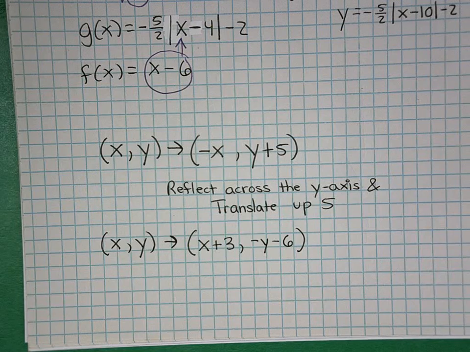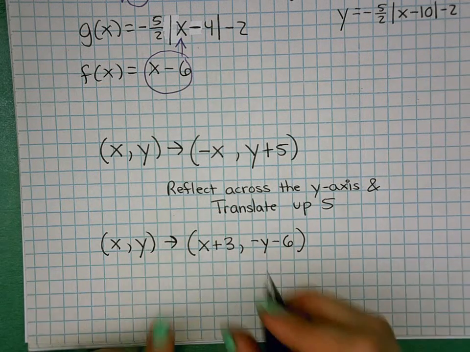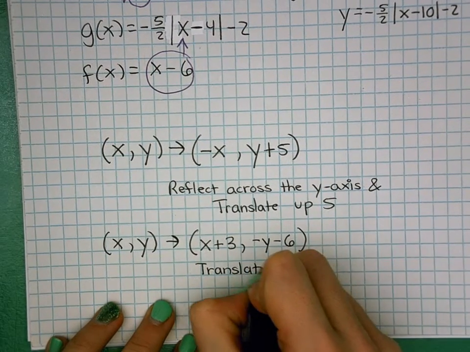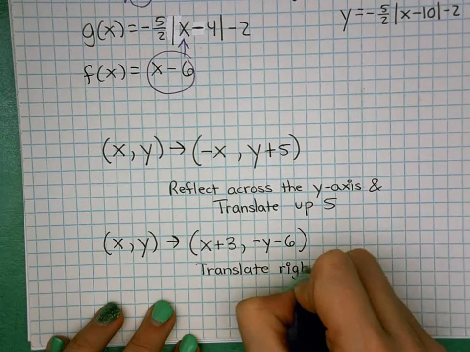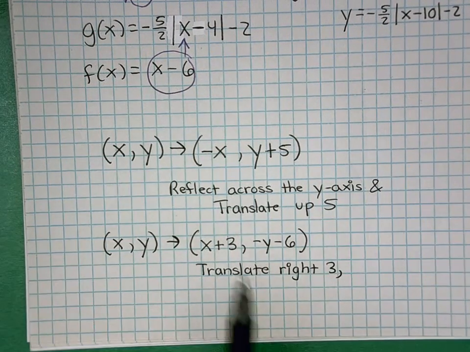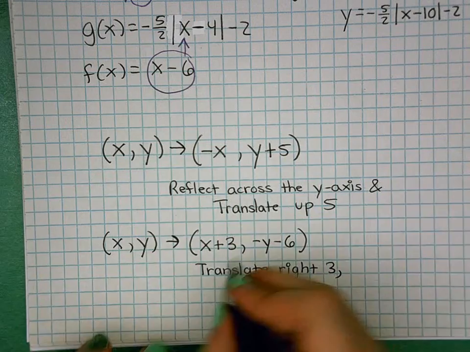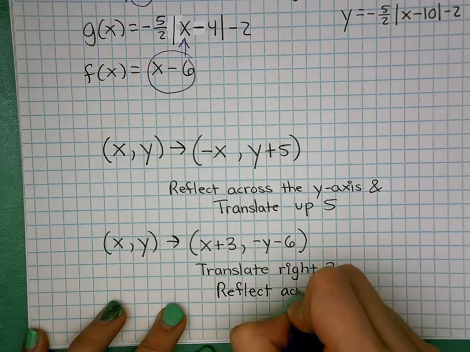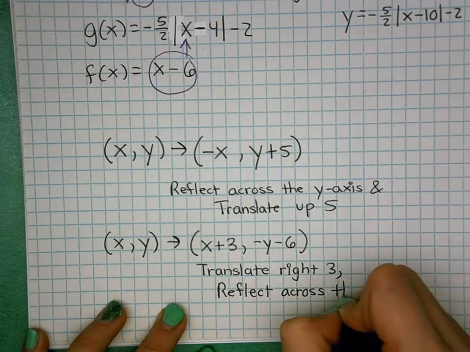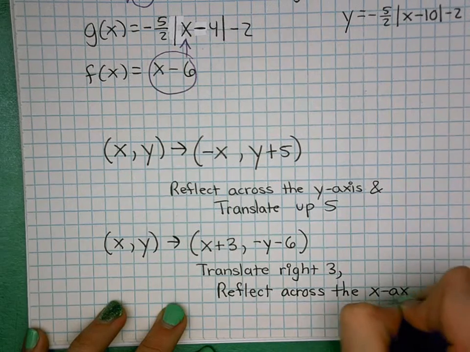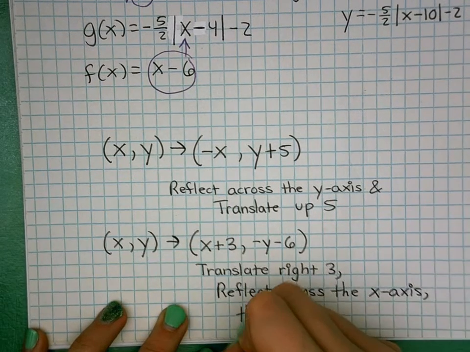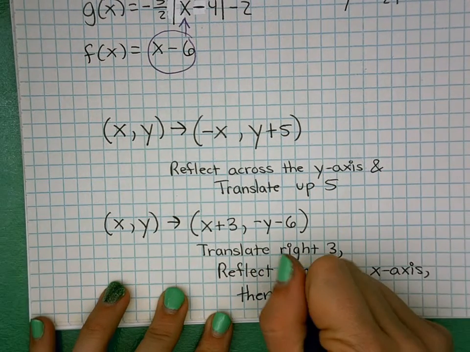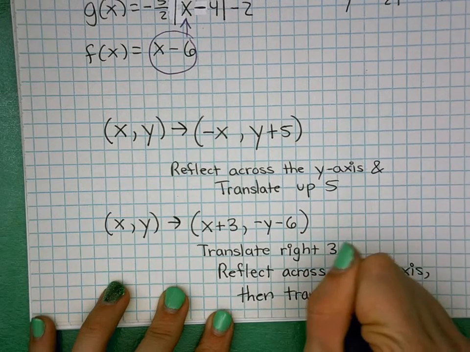Okay, this x plus 3 is telling me to translate right 3. Because the x is staying the same, but the y is changing sign, it's telling me to reflect across the x-axis. And then, because we have minus 6 on the y, this is telling me to translate down 6.